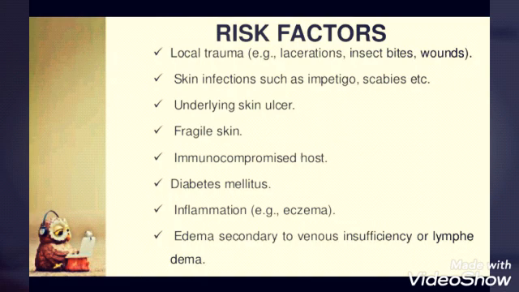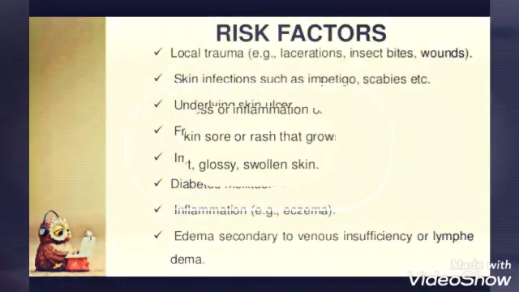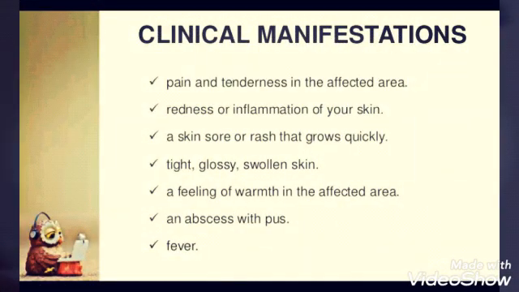Then we'll see the clinical manifestations, that means the signs and symptoms you'll notice when the person gets cellulitis, when the person gets inflammation in the cells. The signs and symptoms are pain and tenderness in the affected area, redness or inflammation of the skin, a skin sore or rash that grows quickly, tight, glossy, swollen skin, a feeling of warmth in the affected area, an abscess with pus, and fever.